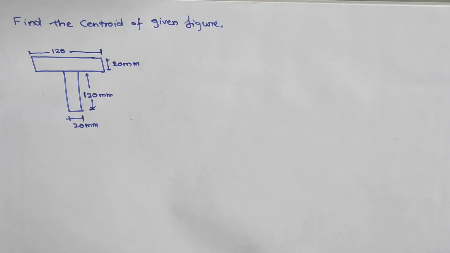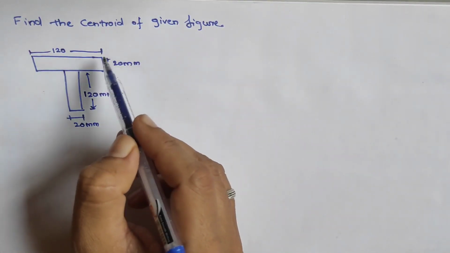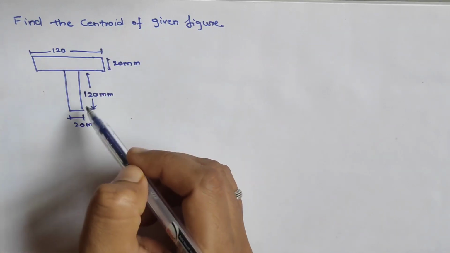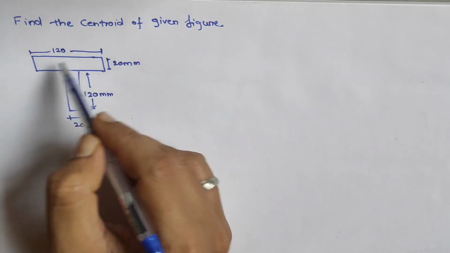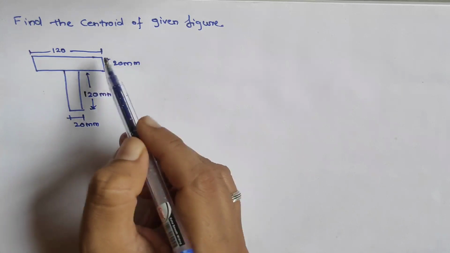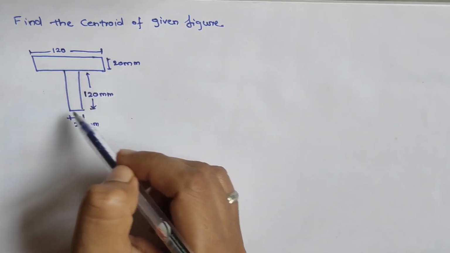Dear students, we have one question. Find the centroid of the given figure. Here there is a T section given. We know that for some plane figures we can find the centroid directly, like rectangles, squares, circles, semicircles and all. But here there is a T section, so we have to find the centroid of this T section.